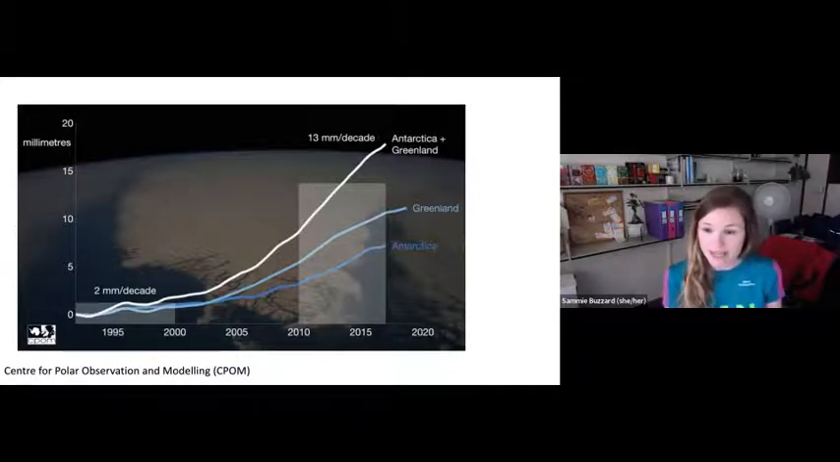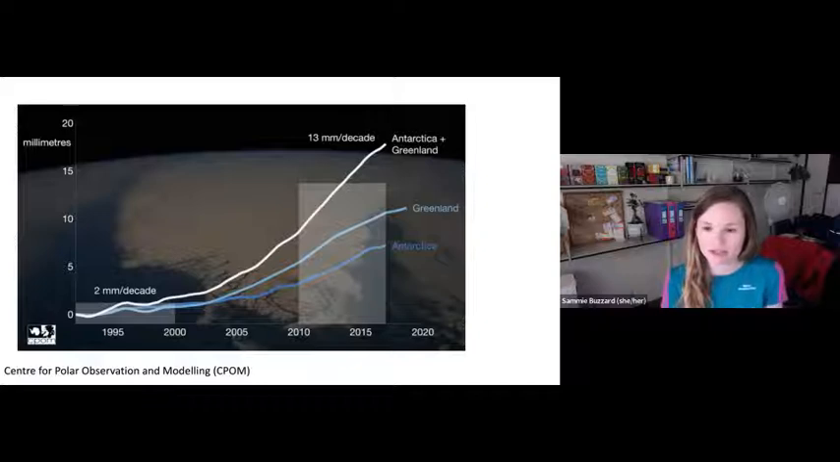And we can see here that Antarctica is contributing to sea level at the moment, though not as much as Greenland. Even though Greenland is much smaller, that's the one that's melting faster at the moment. But between them, that contribution to sea level is accelerating. And we can see we're only getting a couple of millimeters per decade back in the 90s. Now the combined contribution of both of those continents is around 30 millimeters per decade and going up.